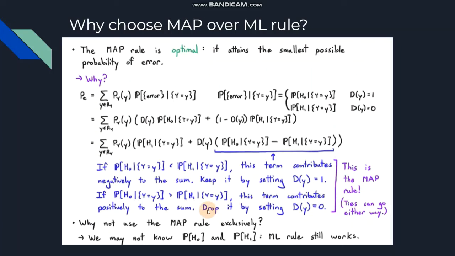Even if the MAP rule is preferred over ML rule, it can't always be used as the probability of hypothesis is not always present. In this case, we can use ML rule naturally.